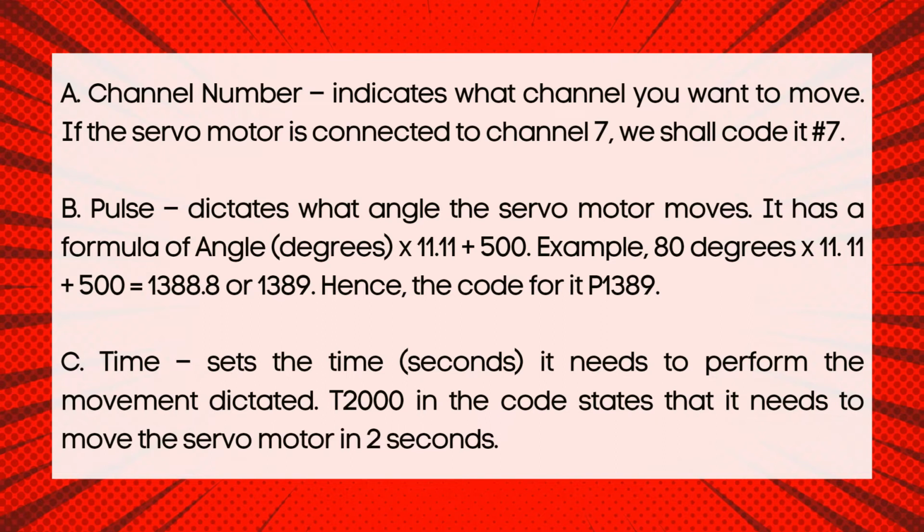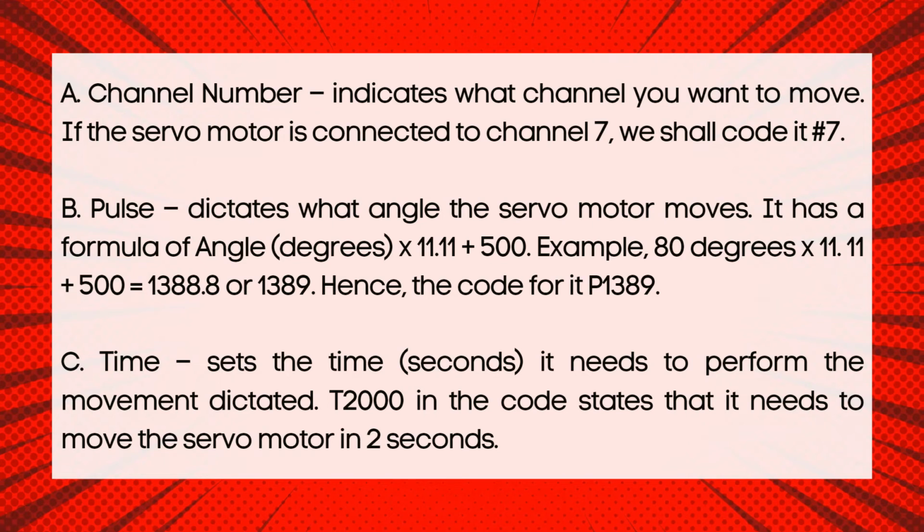So letter C, we have the time. So we set the time in seconds. So it needs to perform the movement dictated. So T2000 in the code states that it needs to move the servo motor in 2 seconds. So it is performed in seconds. So always remember that. So when we say T2000, it means the servo motor needs to move for 2 seconds. So always remember that part in programming.